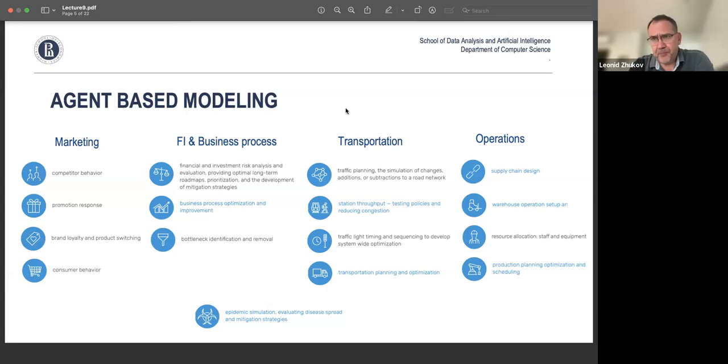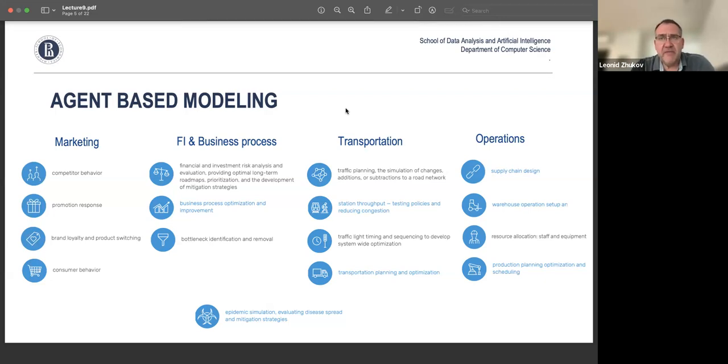Extremely popular usage is within transportation. If you think about very simple traffic control, where you have cars arriving at the intersection at different time moments, calculating how they're going to cross the intersection is almost impossible from mathematical modeling, but you can do it with simulation by providing simple rules for every agent, or even traffic jams.